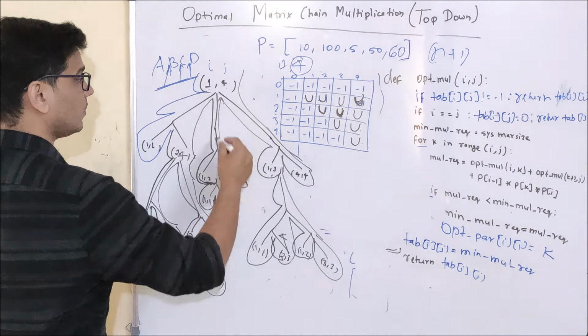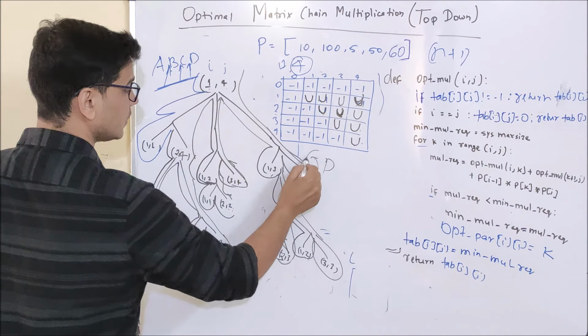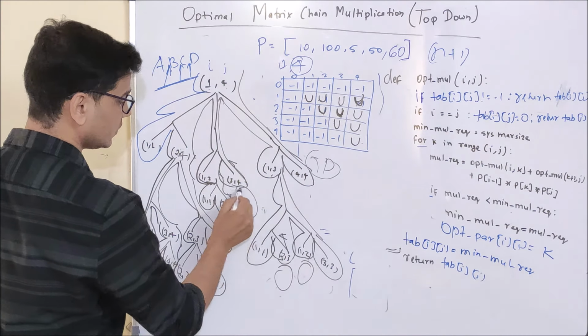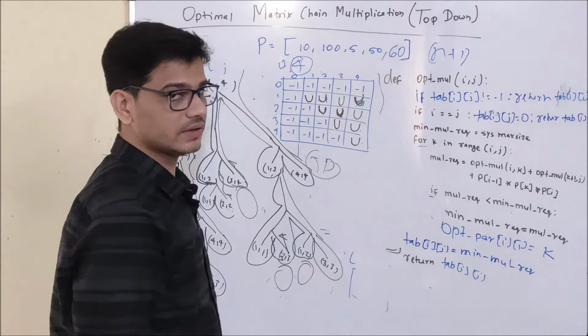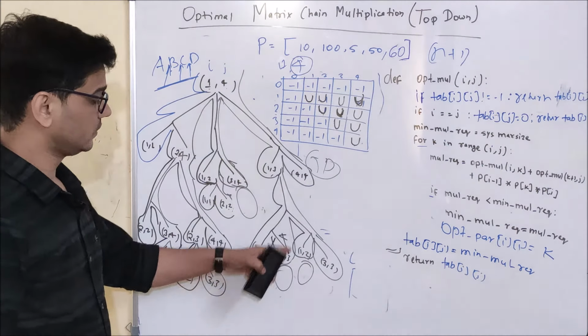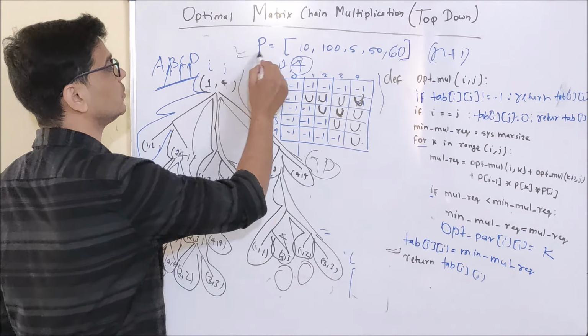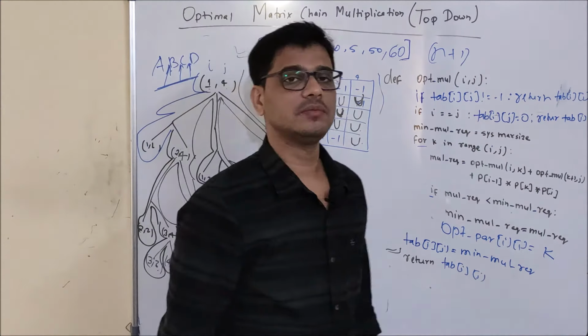So this is how top-down code will work. And see, this recursion tree, this recursion tree, and this recursion tree were cut. That is, no function call for this particular recursion tree. So this is the advantage we get using any of the dynamic programming methods.